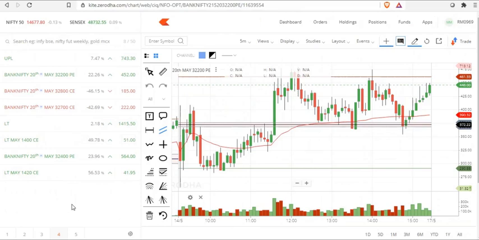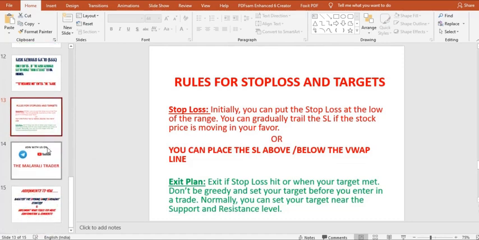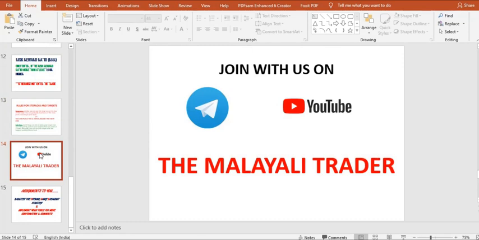Okay friends, this is the opening range breakout strategy. If you face any difficulties, or anything is wrong from my end, just comment on YouTube.